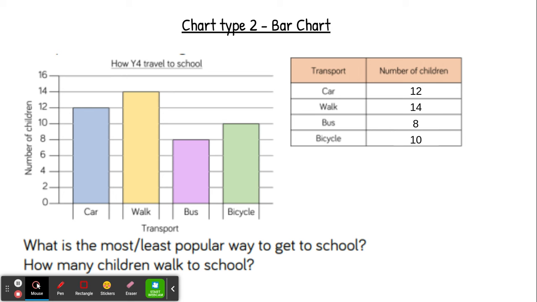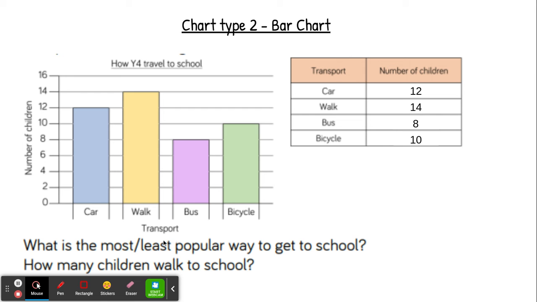Let's go backwards a little bit. Let's study what this bar chart is all about. The important thing up here is this title, How Year 4 Travelled to School. So I know what the general topic of the bar chart is. And then you've got two subtitles. So down this side is the number of children, and at the bottom is the type of transport.